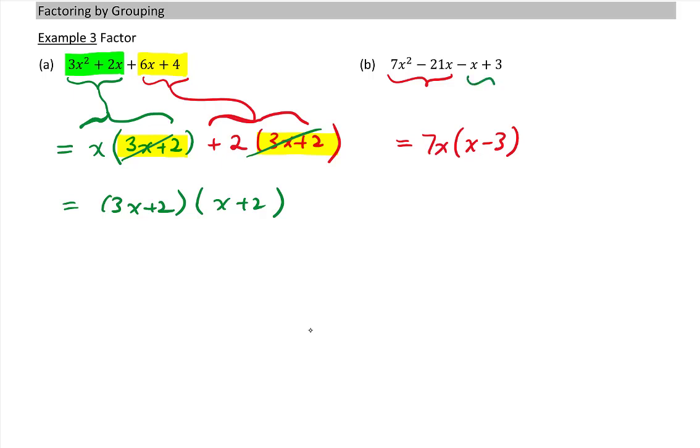Now let's take a look at the next two. Remember what I said, if you see a leading term that's negative, well, I'm going to take out a negative 1 from both of those. And again, that leaves me with x minus 3.